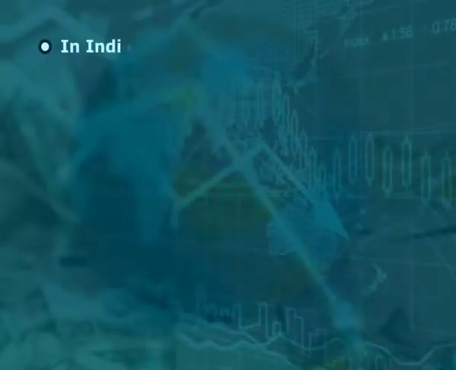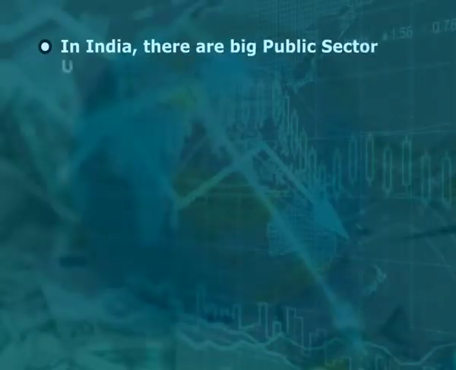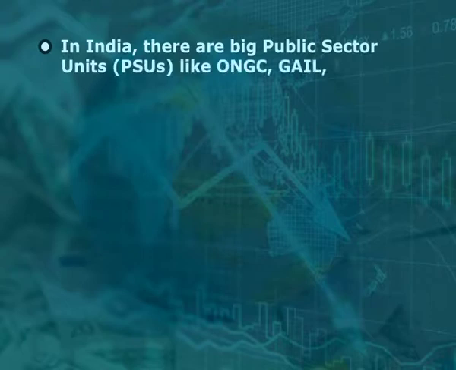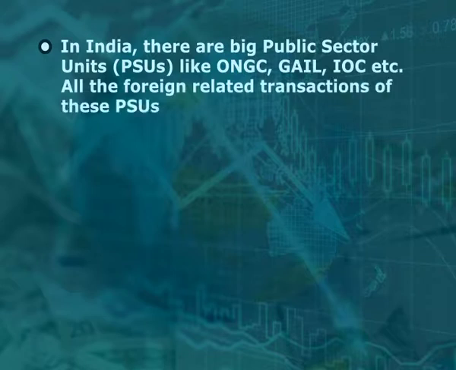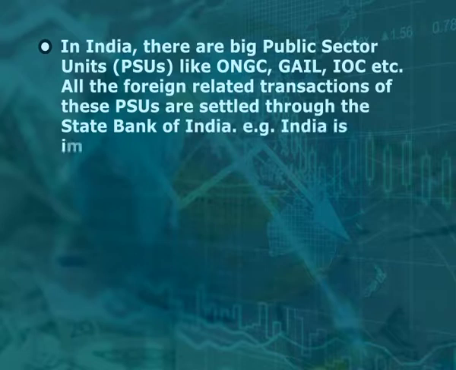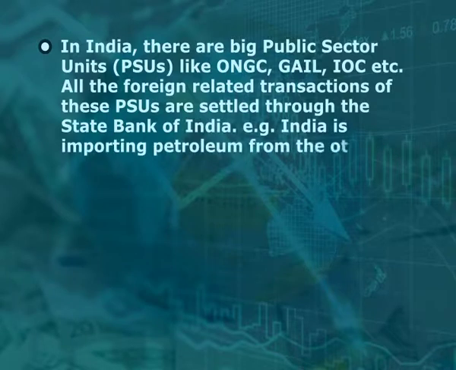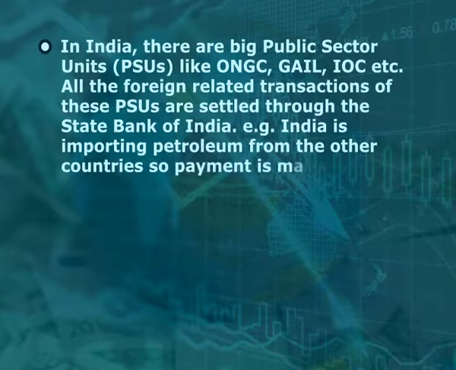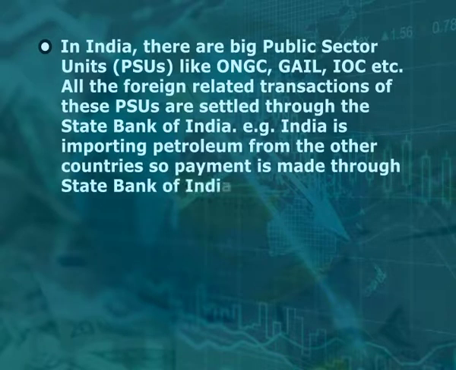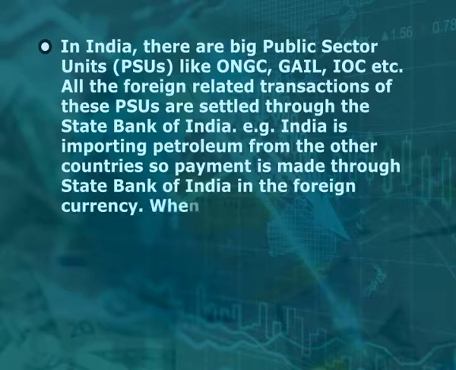On the basis of this study, we found out the different types of decisions which are affecting the Forex market. These are as follows. In India, there are big public sector units, that is PSUs like ONGC, GAIL, IOC, etc. All the foreign related transactions of these PSUs are settled through the State Bank of India. Example, India is importing petroleum from other countries. So, payment is made through State Bank of India in the foreign currency.